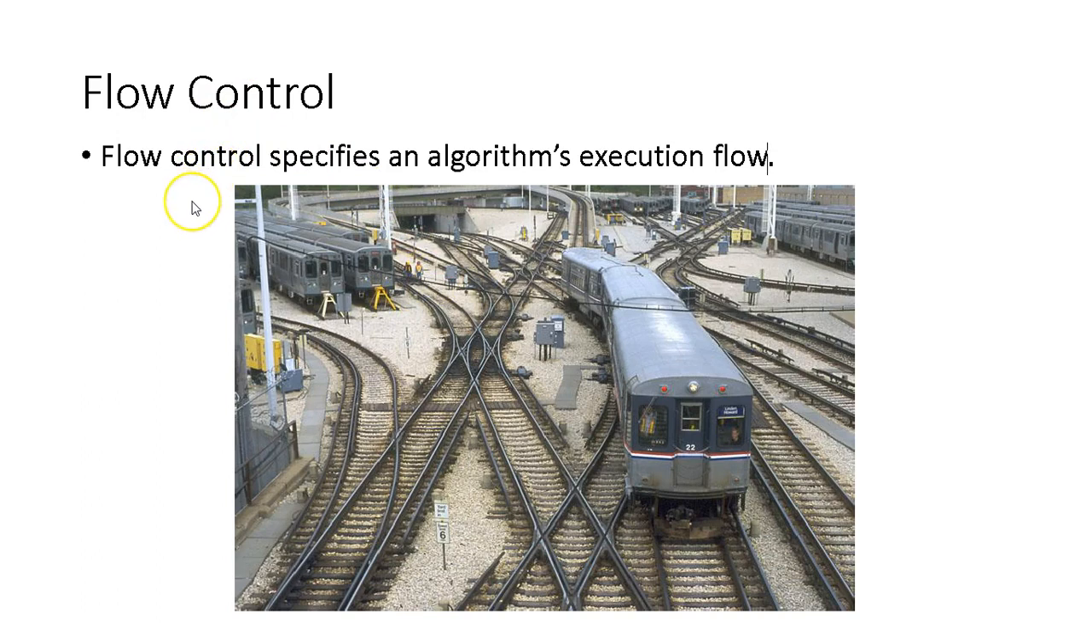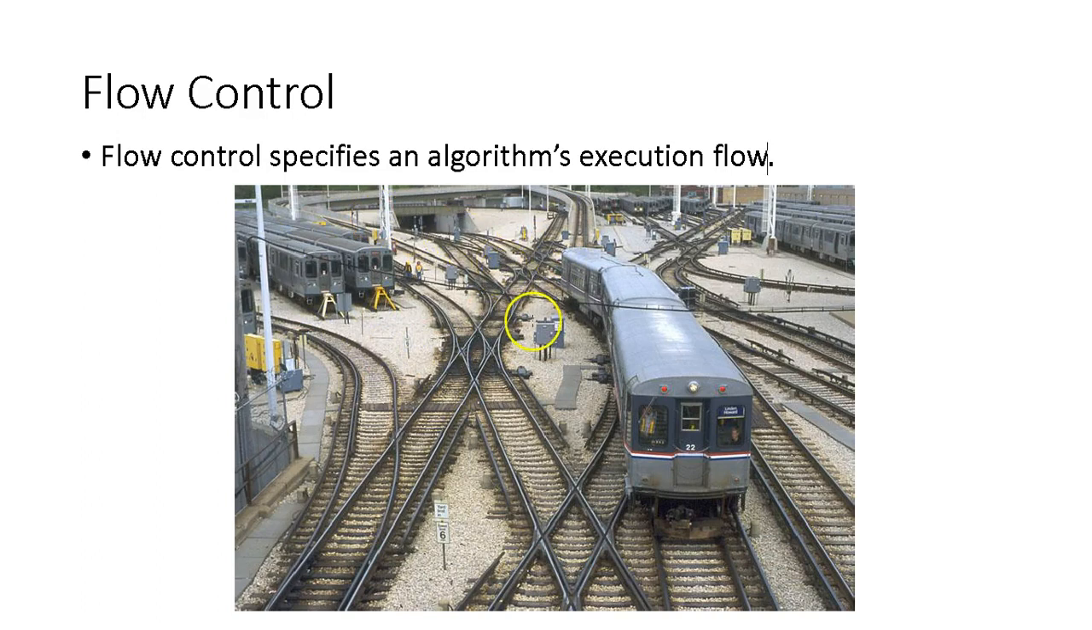Flow control specifies an algorithm's execution flow as it's carried out by a computing agent, whether it be a computing device or a human. Here in this picture we see train tracks, and notice the various branchings that occur and possibly some loops that are happening so the trains can go at certain places every day. So this is a good analogy of the concept of flow control.